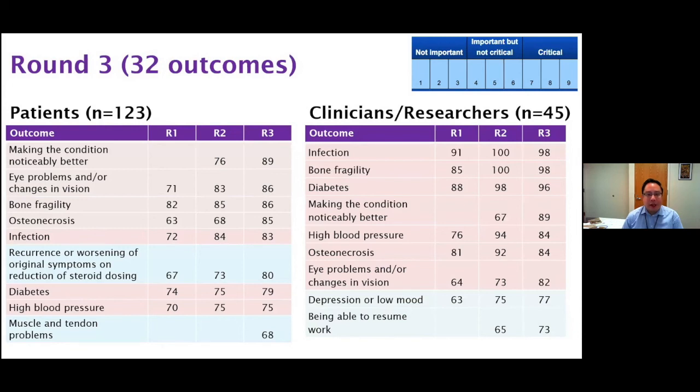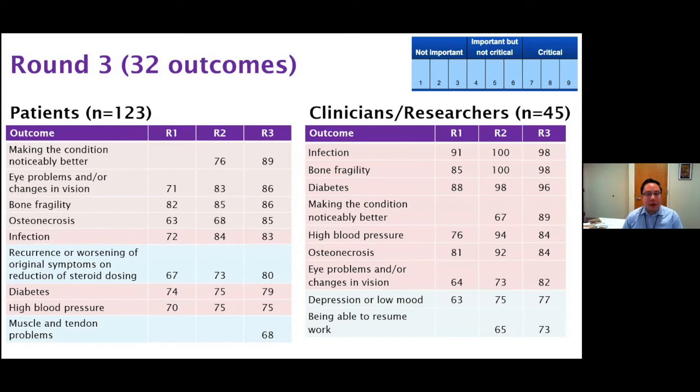Again, the top 10 by stakeholder group are listed, and again, those in red met the greater than 70% criteria in both stakeholder groups for being critical to a measure in every clinical trial. So now we have bone fragility again, diabetes again, infection again, high blood pressure again, eye problems again, and now in round 3 added osteonecrosis and making the condition noticeably better.